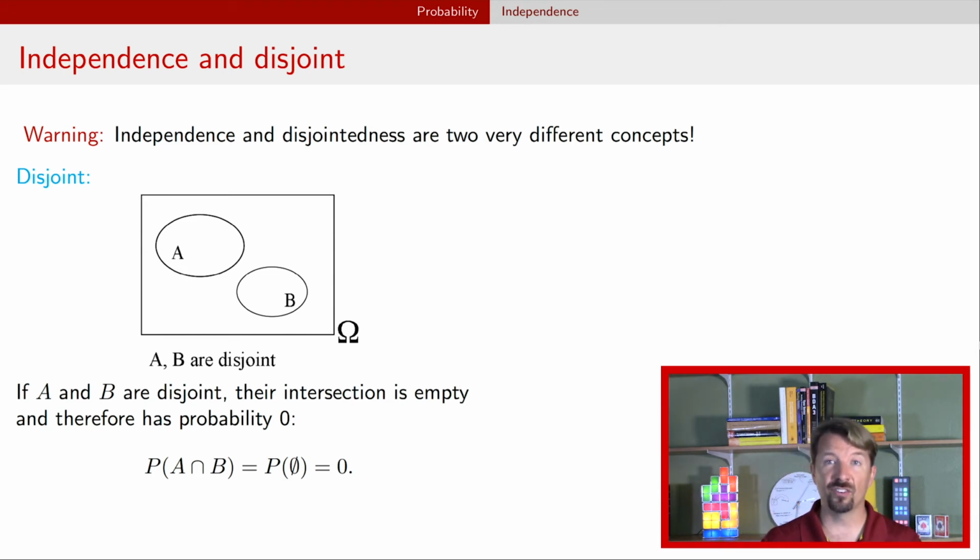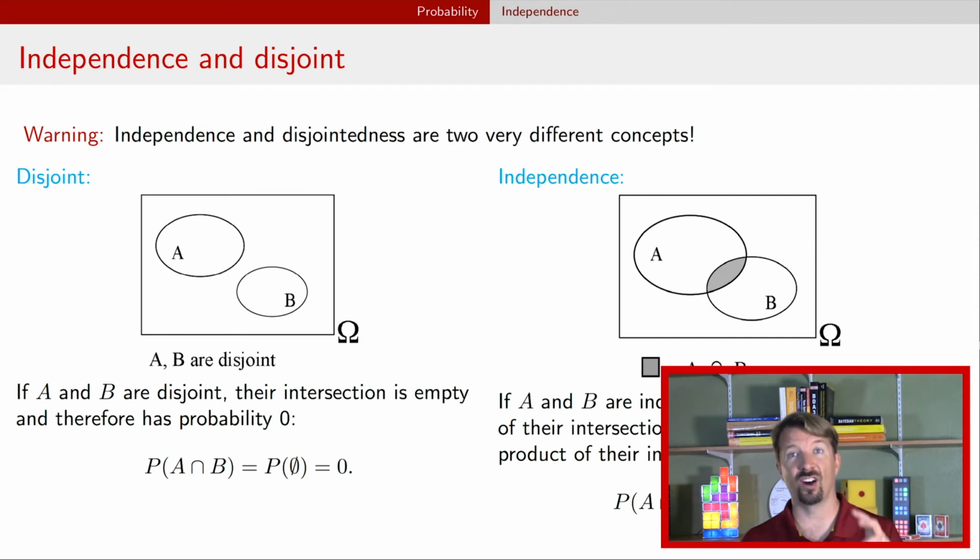In contrast, if two events are independent, then they are going to have some overlap, and the probability of their intersection is just the product of their marginal probabilities. The key here is that if two events are disjoint, then they are distinctly not independent, because if one of the events occurs, then the other event cannot occur. Knowing the status of one of the events tells you precisely the status of the other event. So just keep that in mind. Independence, disjointedness, two completely different concepts.